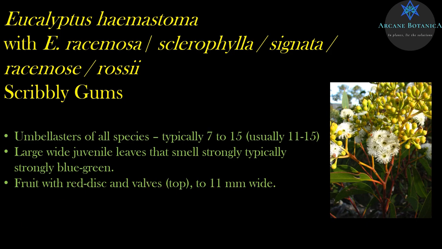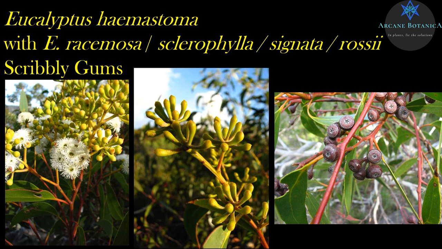And I just want to really show you that in the next slide. I'm pretty sure this is Eucalyptus haemastoma. And in haemastoma, the fruits get the largest of any species. They get up to 11 mil. And these fruits are beautiful. This is a really ripe stage. This is how you find them.